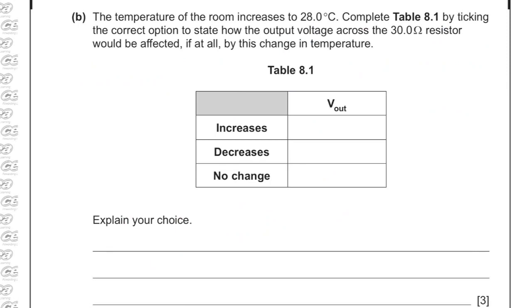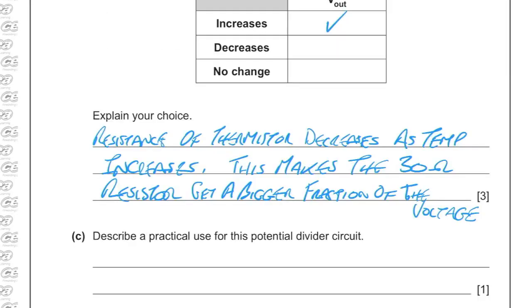The temperature of the room increases to 28 degrees C. Complete table 8.1 by ticking the correct option to state how the output voltage across the 30 ohm resistor will be affected, if at all, by the change in temperature. Okay, so this is a negative temperature coefficient thermistor. So when it gets warmer, the resistance of that will decrease. And that will cause the fixed resistor to be a bigger fraction of the total resistance. And so the voltage across it would increase. Because the resistance of the thermistor decreases, as a fraction of the total resistance, the 30 ohm becomes a bigger fraction, and that means it'll get a bigger fraction of the voltage.